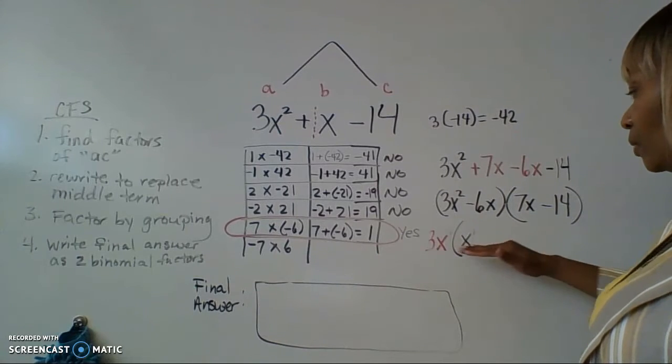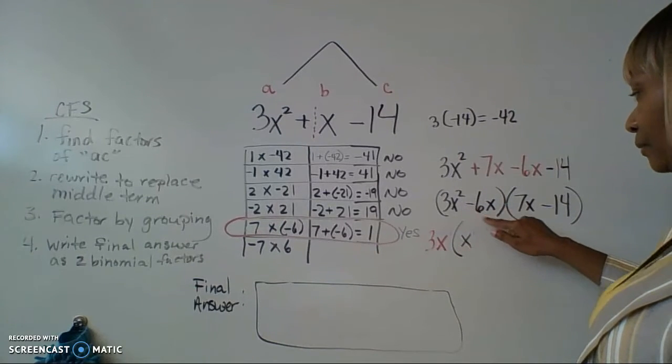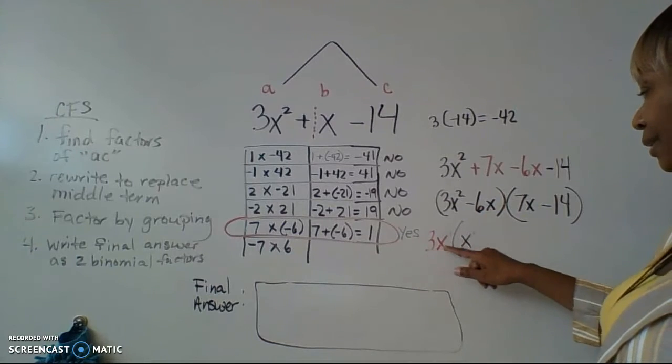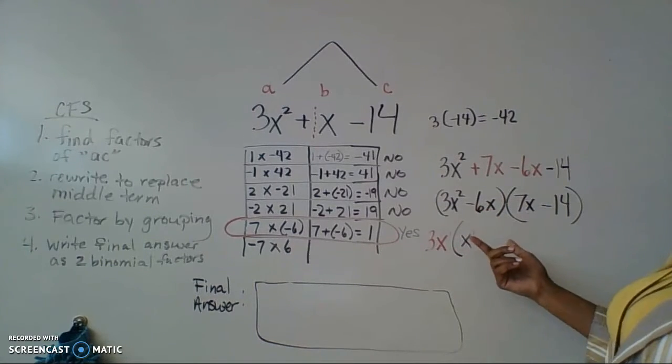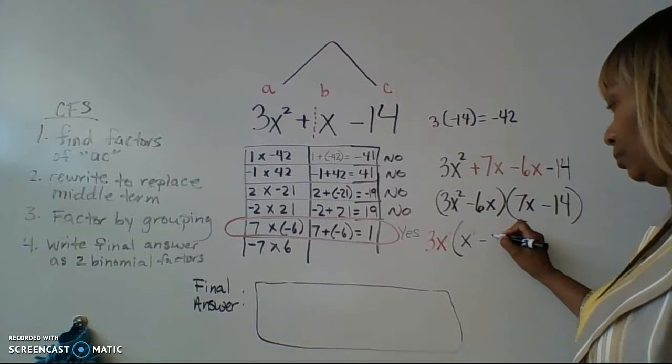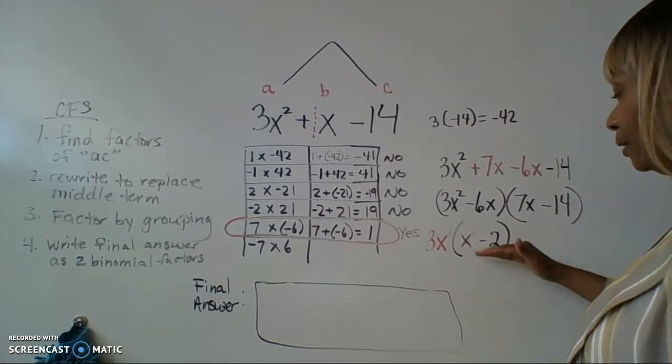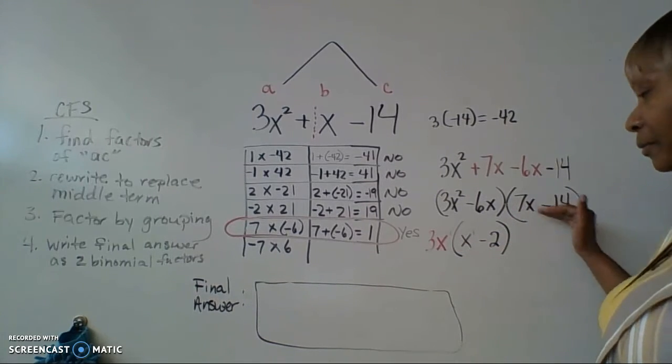3x times what would give me back negative 6x? I notice that the x is already there. So 3 times what gives me back negative 6? That would be a negative 2. Close the parentheses. I repeat this process with the second parentheses.